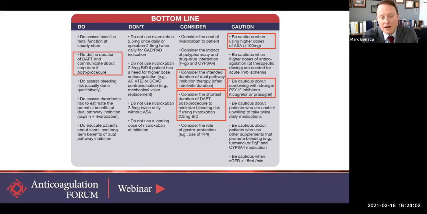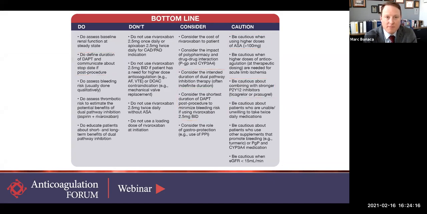There doesn't appear to be any benefit of higher doses of aspirin. And we don't know a lot about more potent P2Y12 inhibitors and safety. So ticagrelor and prasugrel have not been studied in large trials in PAD post-procedurally in terms of the bleeding risk. And so certainly in combining these therapies, you want to be cautious.